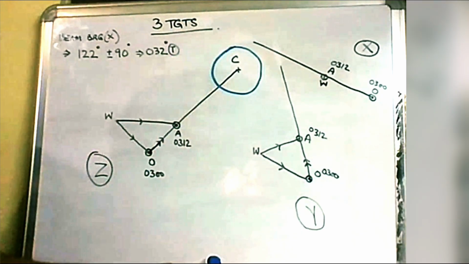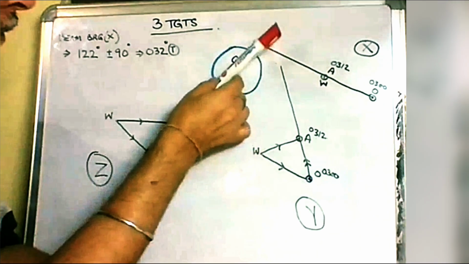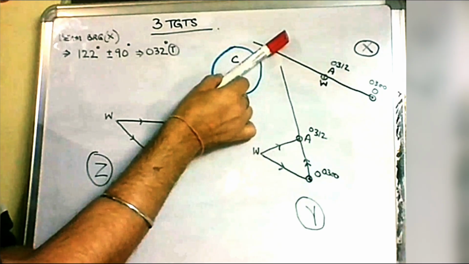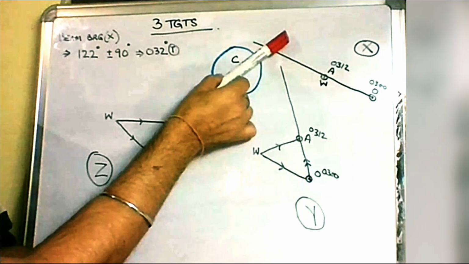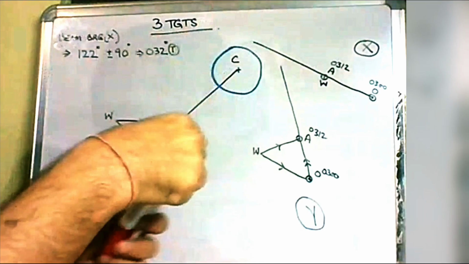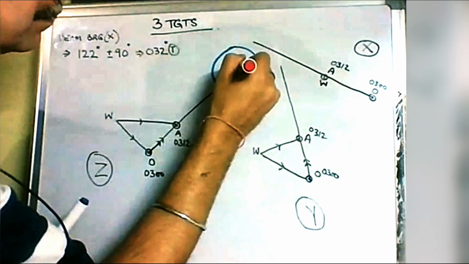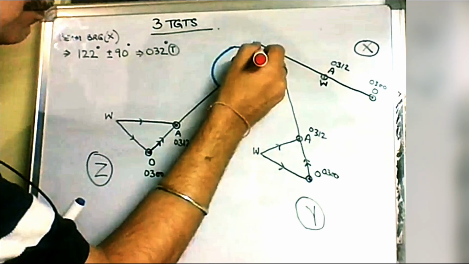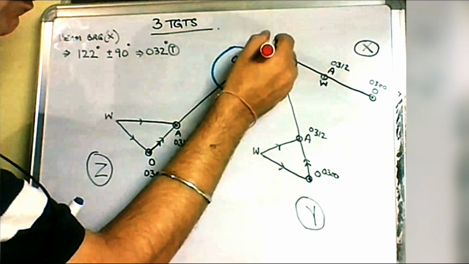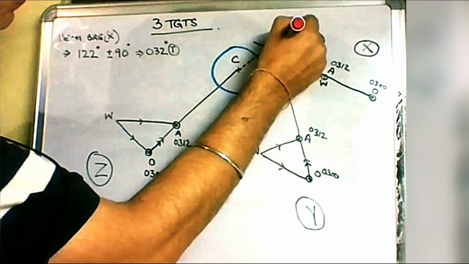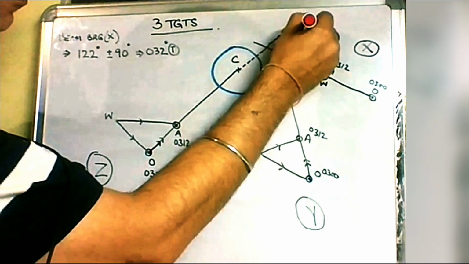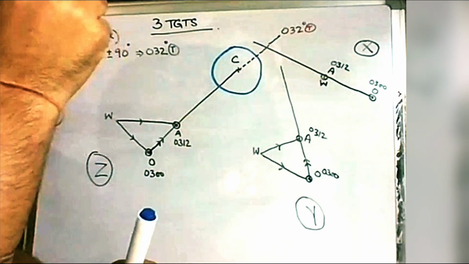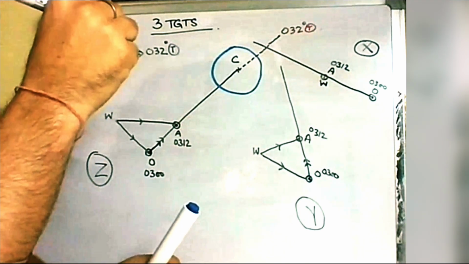Yes, sir. All right. So at Charlie, put a ruler at 032 and draw a dotted line. This is my 032 line. This is my beam bearing line.